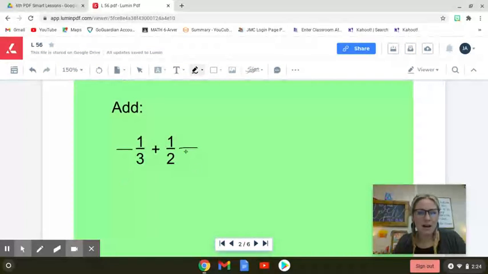6 is a common multiple of each of these. Yeah, 2 can go into 6, 3 can go into 6. And actually, now that I'm thinking about it, there is not one smaller than that. Sometimes there is, but there is not one smaller than that. I'm going to use 6 as a common denominator for these two fractions.